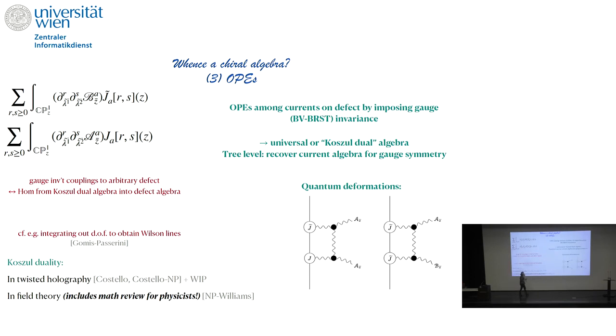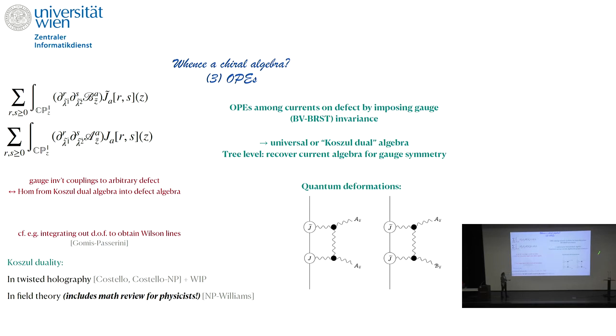And all that I ask is that these couplings are consistent with gauge invariance of my theory. That will lead to non-trivial constraints on the OPE. It will lead to an OPE among these putative current algebra generators. And at tree level, what I get is nothing but the current algebra for the gauge symmetry of my theory. What else could I possibly get by imposing gauge invariance on these source terms? And this is just what we call the universal or Koszul dual chiral algebra.